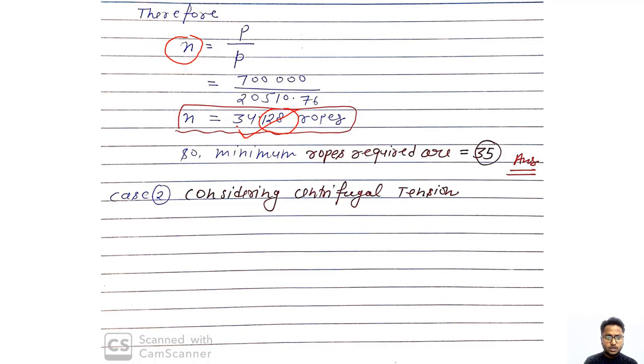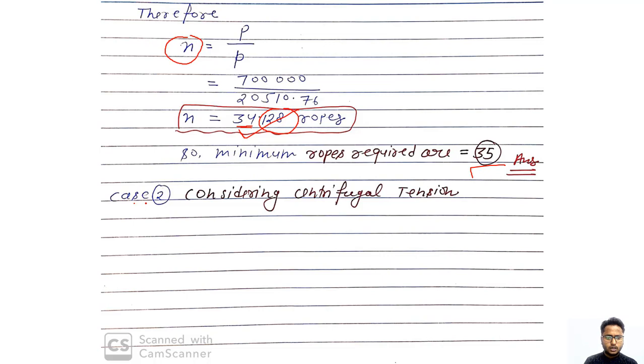We know that the power required is more than or equal to 700,000. So how can we achieve this? If we use only 34 ropes, then we cannot provide 700,000 watt of power. So we are going to use one more rope for the power transmission. We will have more power, but it will not be less than 700 kilowatt. So we will use the next value, 34 plus 1, that is 35.